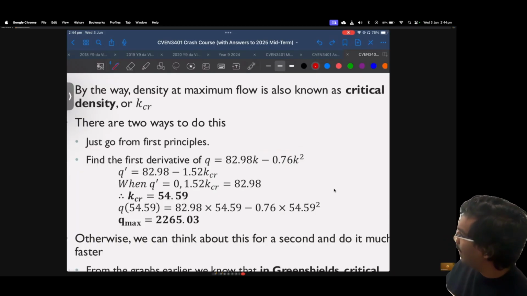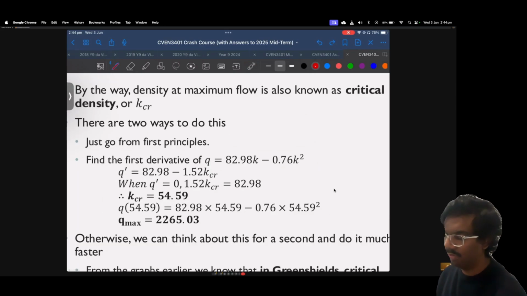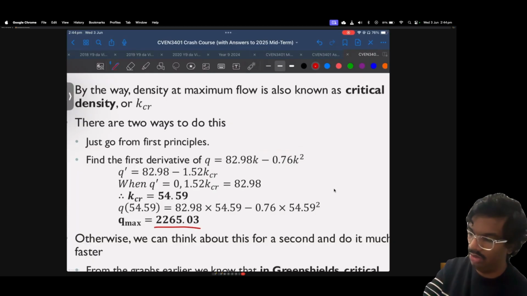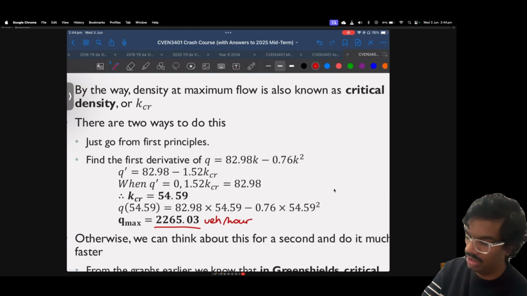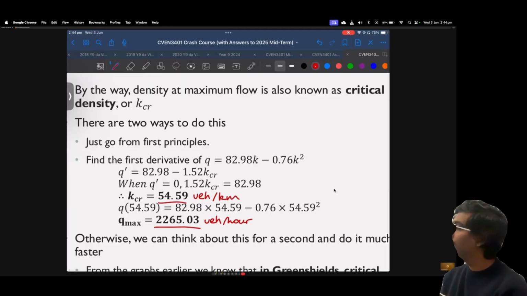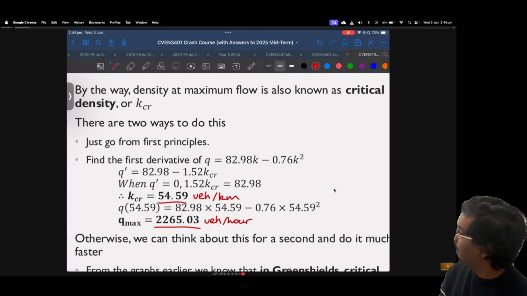All right, sub that back into our original equation, and you will get that the maximum flow is 2265.03 vehicles per hour. Okay, I should have added units, and the density would be vehicles per kilometer. So that is the first principles method.